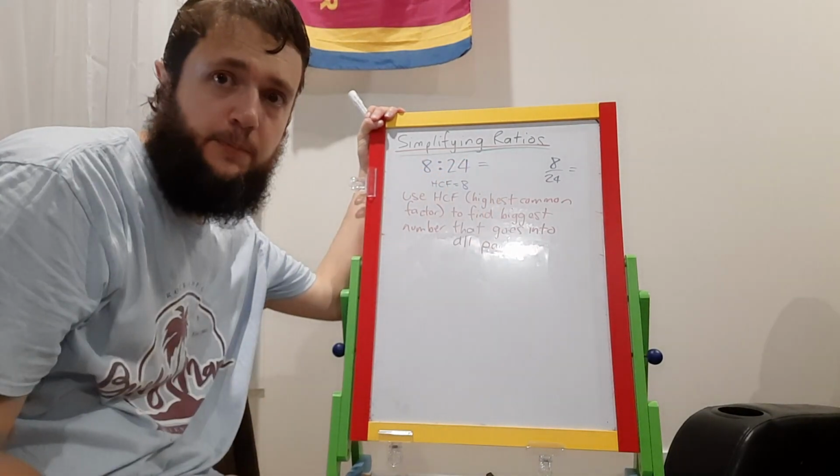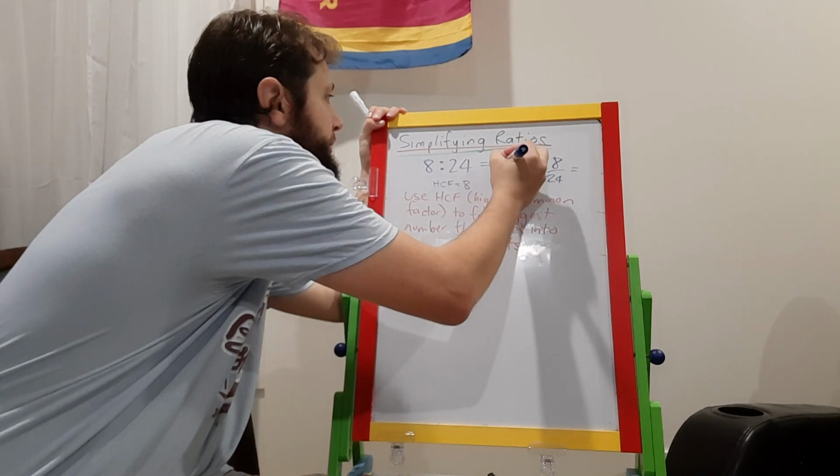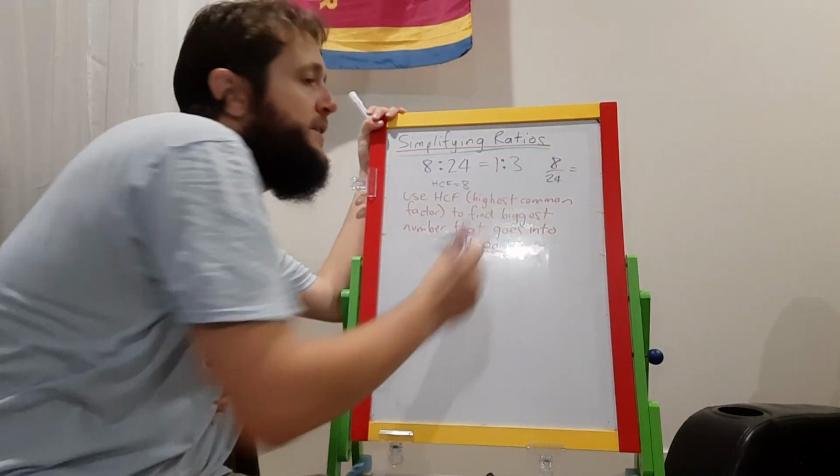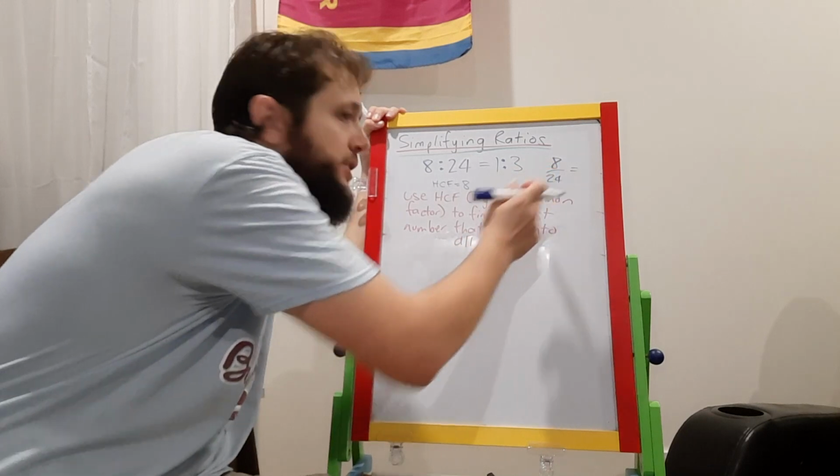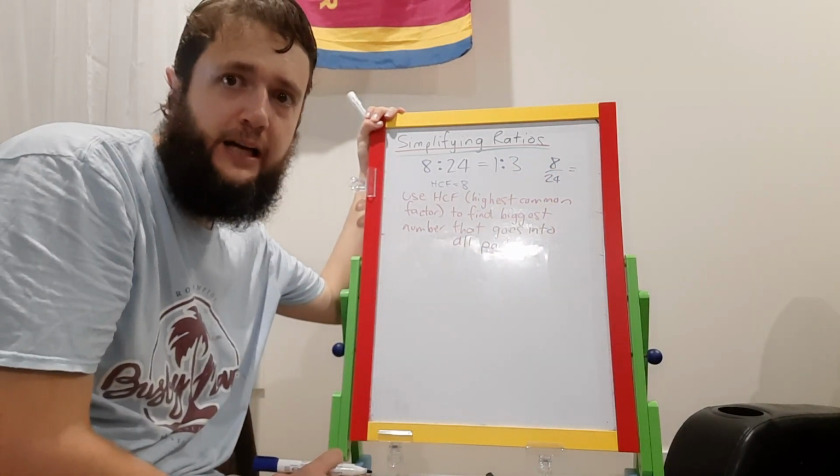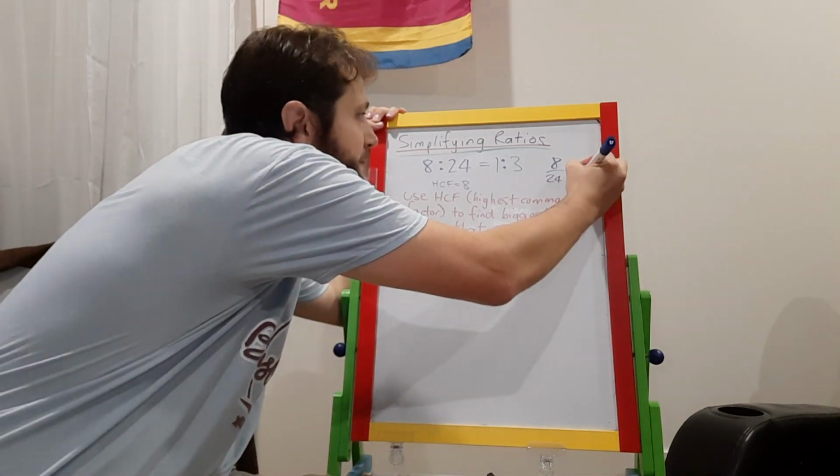I divide both sides by 8. I get 1 to 3. The process would have been exactly the same with our fraction over here. Divide both the top and bottom by 8, you would have got 1/3.